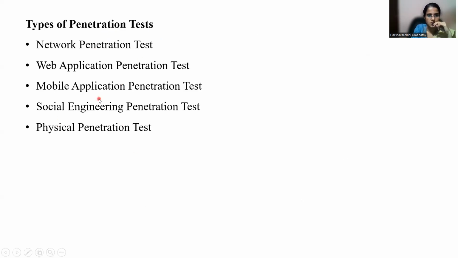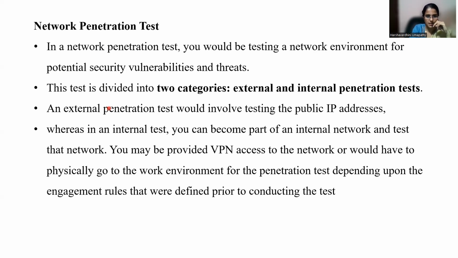Next one, types of penetration testing. These are the types of penetration tests, which are categorized into five types. One is network penetration testing, second is web application, third is mobile application, fourth is social engineering, and last one is the physical penetration test. In network penetration testing, as the name says, this testing is mainly used to test network environments and potential security vulnerabilities and threats based on the networks. It is divided into two categories: one is internal and another one is external.